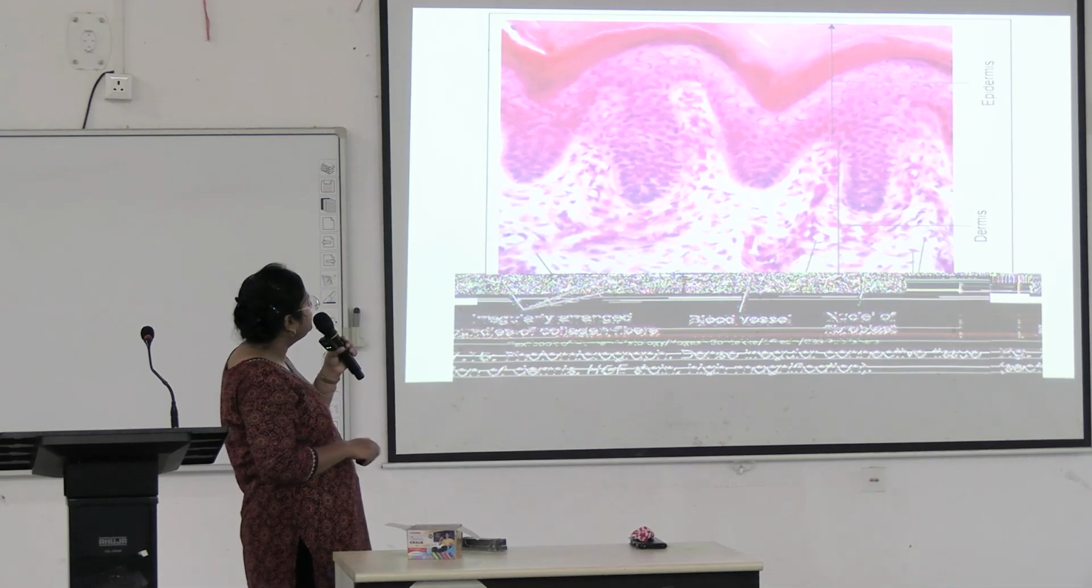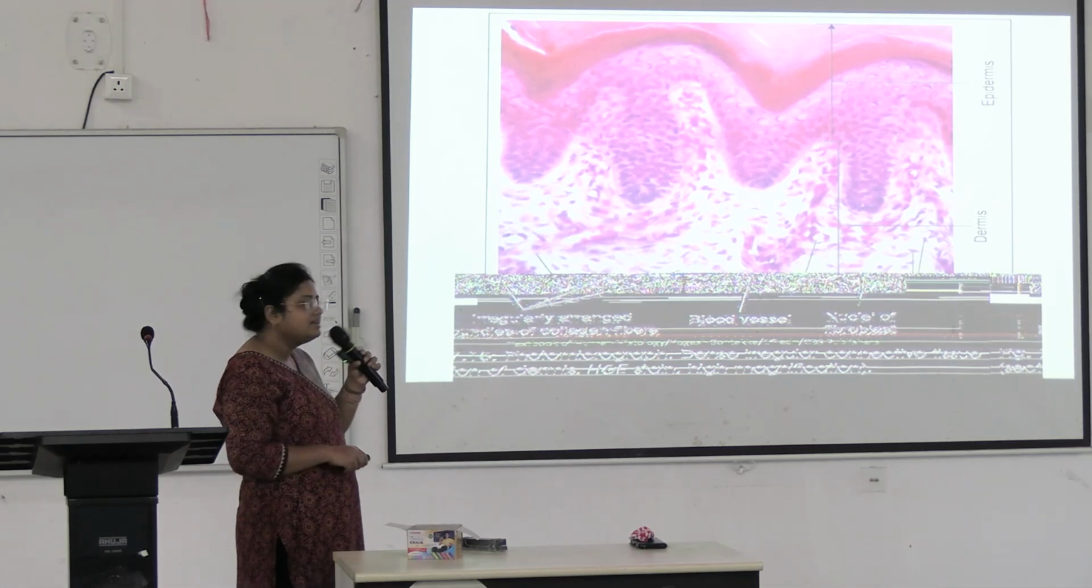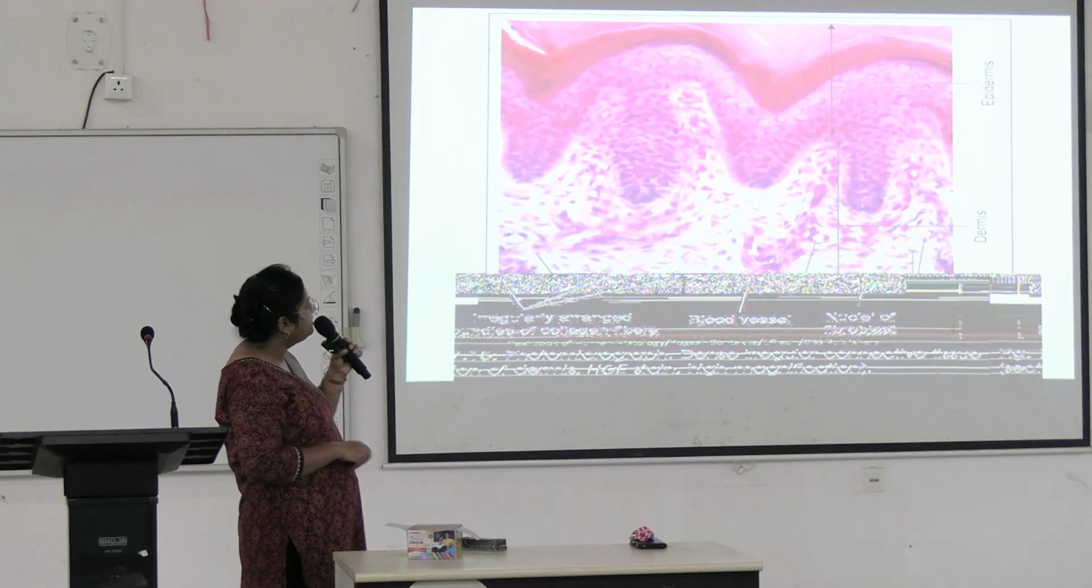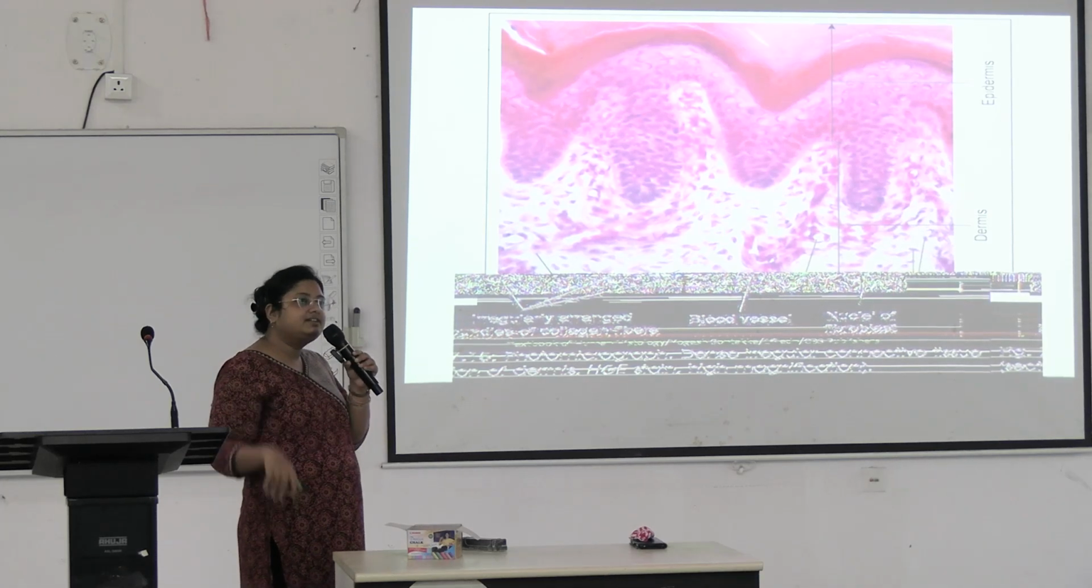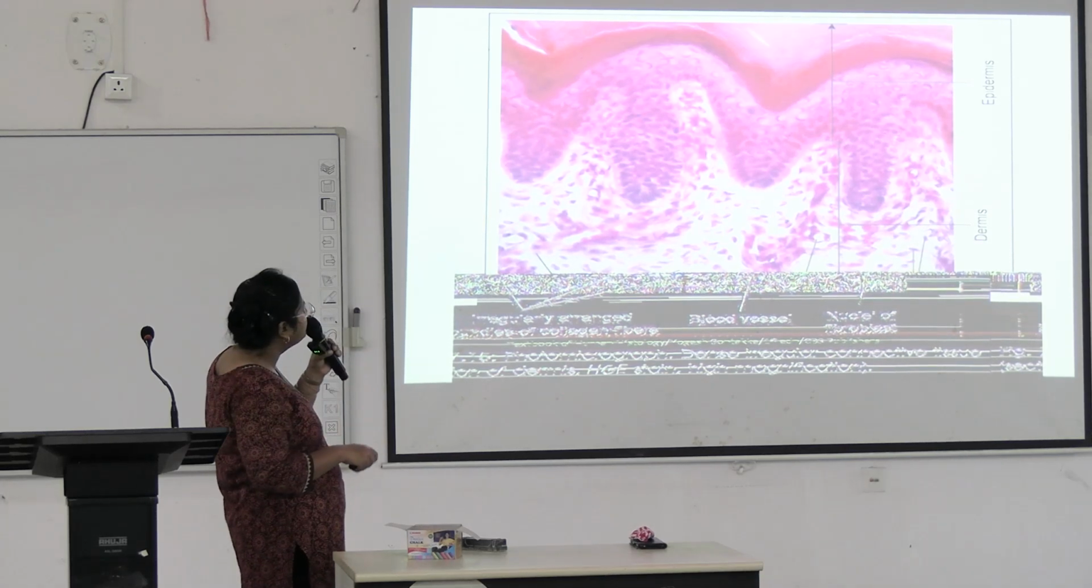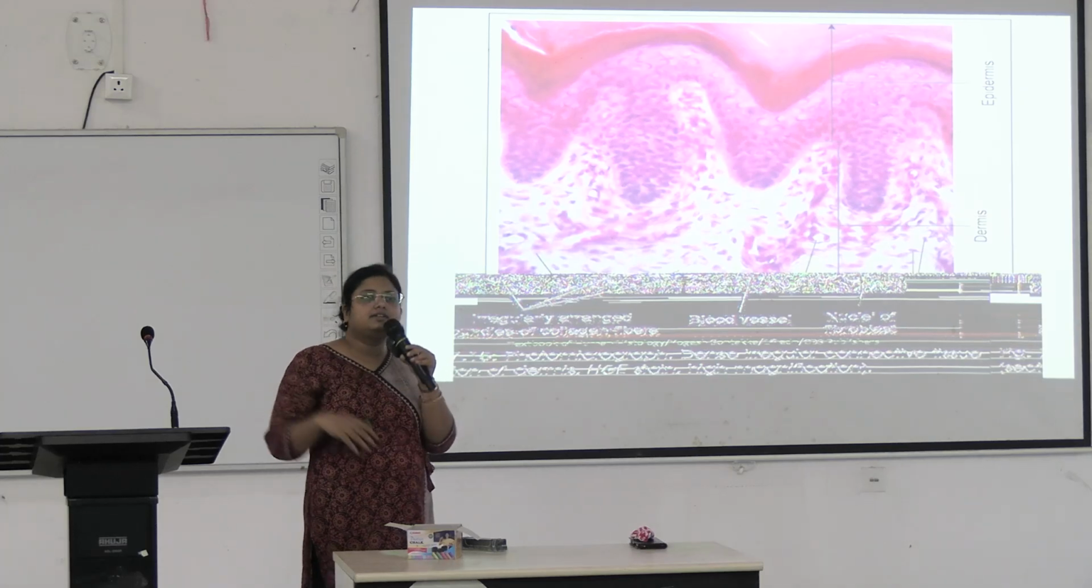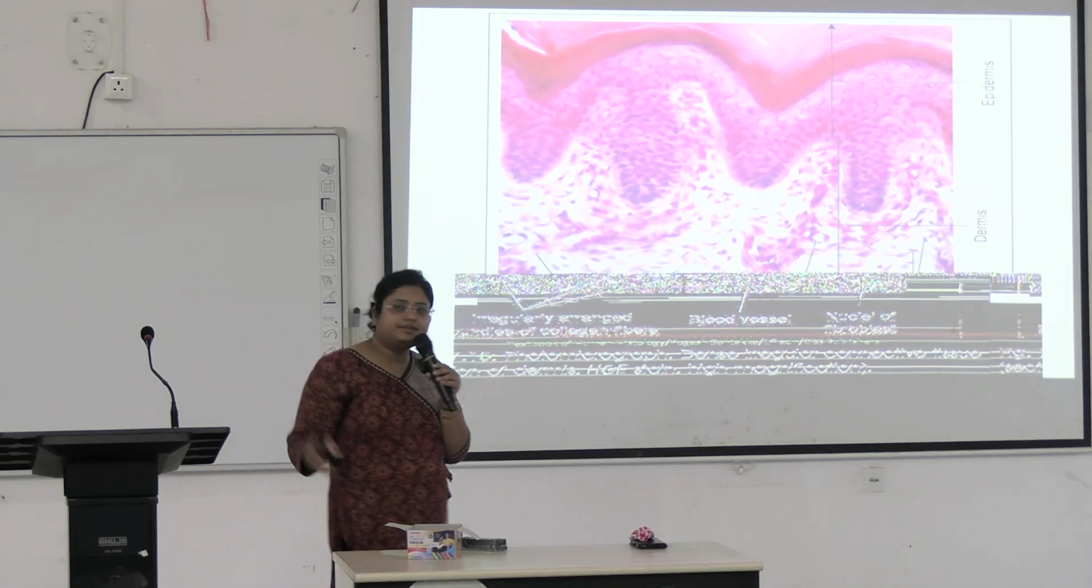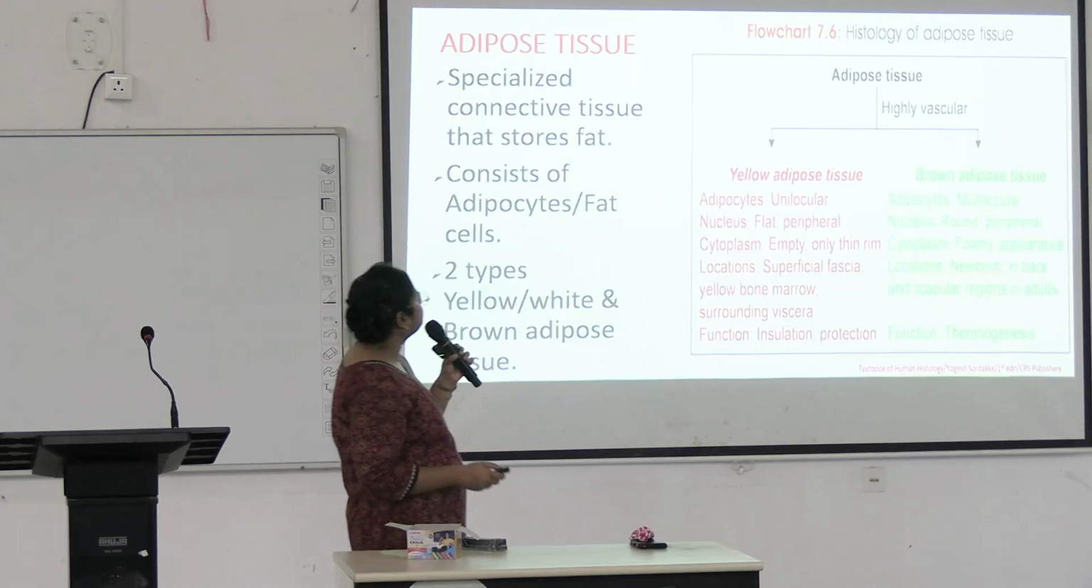Okay, and below the epidermis, this part is the dermis. From this level, below this level, this part is the dermis, and you can see multiple fiber bundles directed in different directions. So that part forms the dense irregular connective tissue. Okay, next.